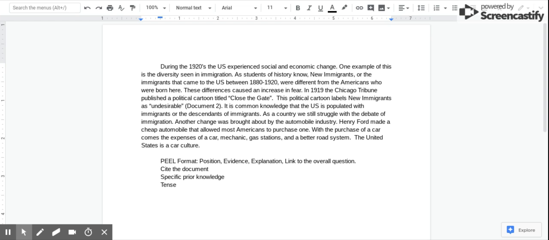As students of history know, new immigrants, or immigrants that came to the United States between the 1880s and 1920s, were different from the Americans who were born here. So this is information that we studied way back at the beginning of the semester. I'm going to use that to introduce my document. So I already have my position, one example, and then, well, you know what, let me do this.